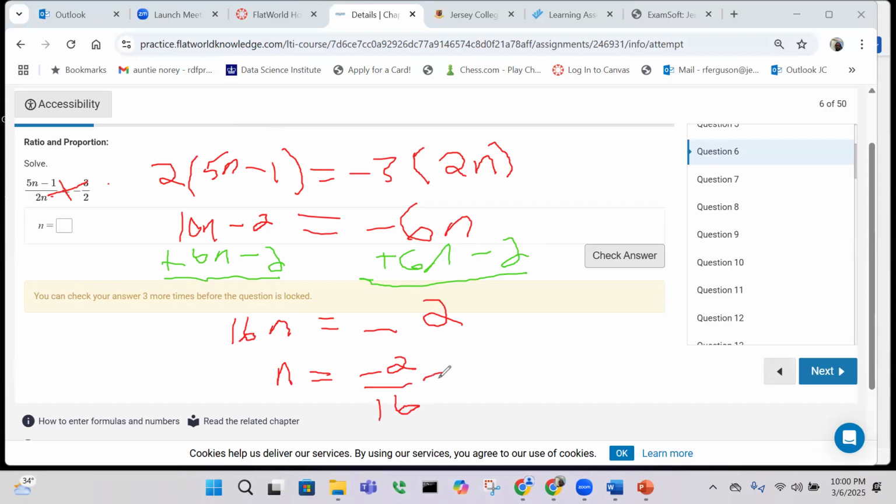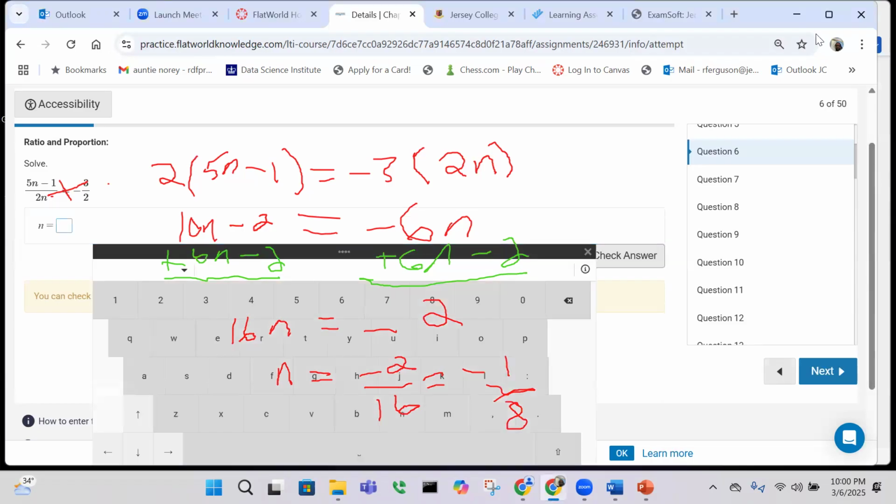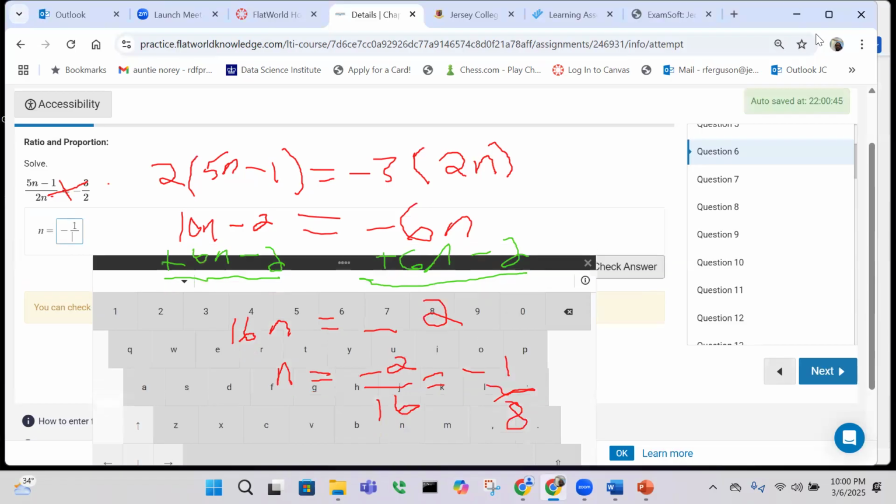That should be able to read that answer correctly, because it's a calculator. And I can simplify this to 1 over 8. 2 into 16 is 8. -1 over 8. So the answer looks like -1 over 8. Check the answer.